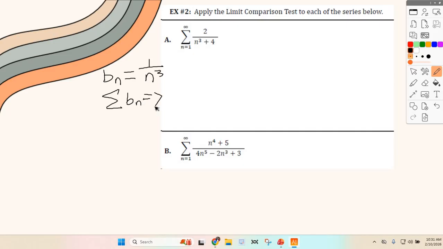By what? Because B is greater than. Yeah, because car is greater than. Oh wait, this is a P series, not a geometric. Oh, it's convergence. So it does converge. Are we okay with that? Yes, because P is bigger than 1. Okay.